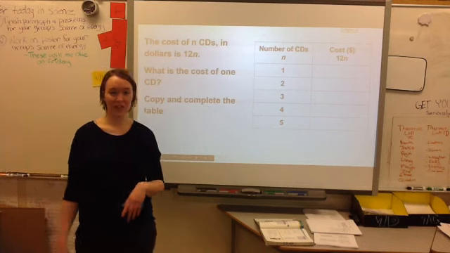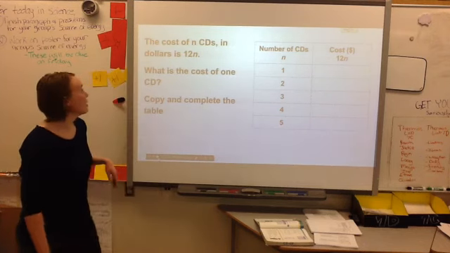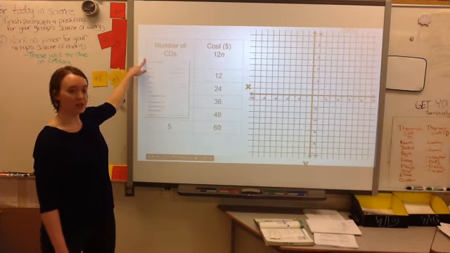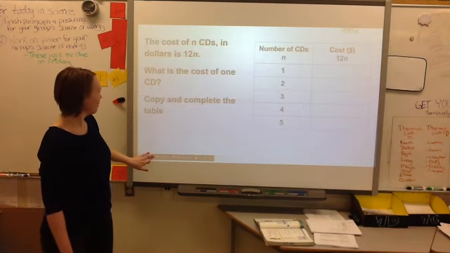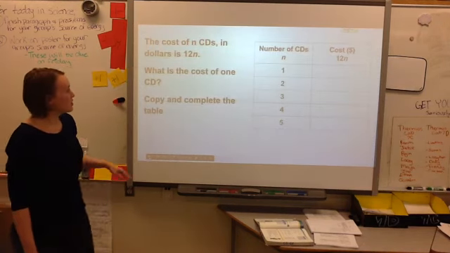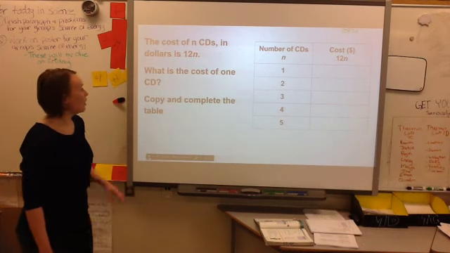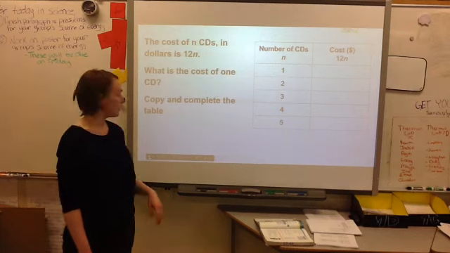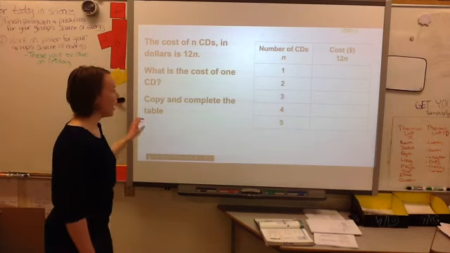So this is the first example we're going to do today. The cost of N CDs in dollars is 12N. So this is a relationship, and it's asking us to find what the cost of one CD is. And we have a table.